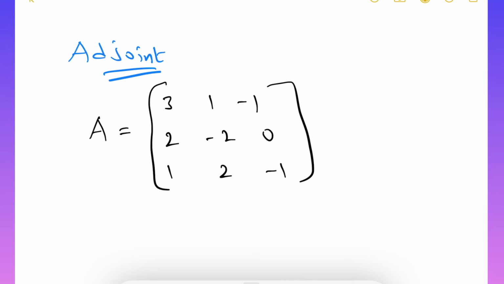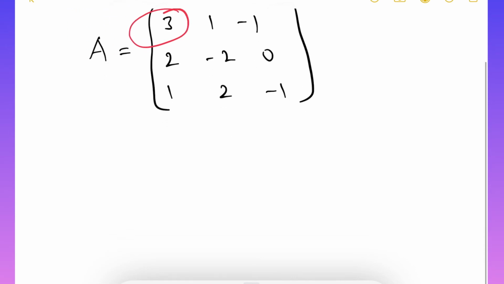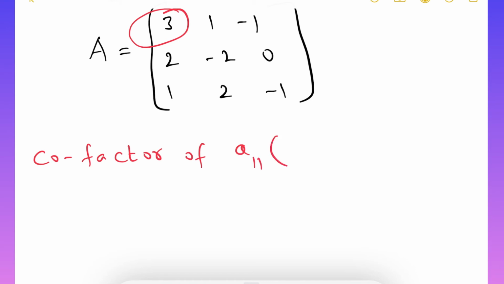First, I am going to find the cofactor of the first row, first element. That is the cofactor of A11, otherwise simply the cofactor of 3. Actually, here you should not keep a bracket like this. Just it is the cofactor of A11. Otherwise, you can write the cofactor of 3. Okay, now let us find out the cofactor of this.